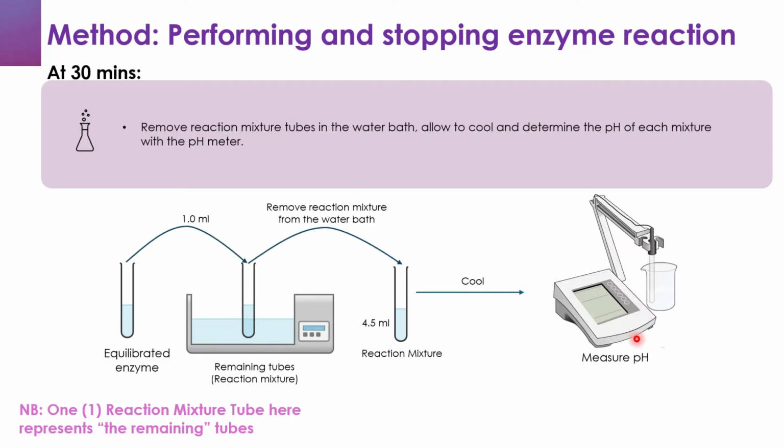So once we are done, we remove the reaction mixture from the water bath and allow it to cool and measure the pH. Also over here, this reaction mixture represents the remaining reaction mixtures in the various test tubes with different pH. So whatever is being done to this reaction mixture should be done to the other test tubes containing the reaction mixtures.